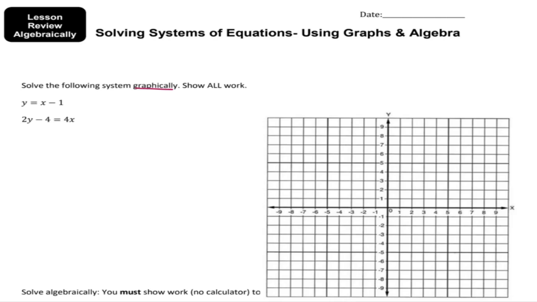This first equation, I love it. You know why I love it? It's in y equals form. So I don't have to do anything to it except identify my slope and my y-intercept. This is my work. My y-intercept is -1. My slope is, oh wait, there's a 1 there. So 1 over 1. So I'm going to go graph it.